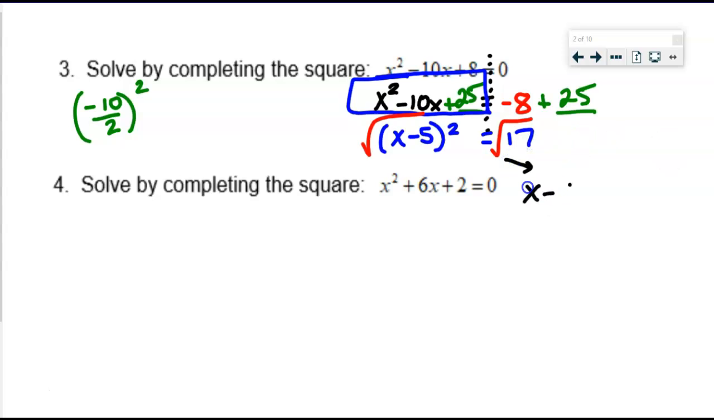So here we have x minus 5 equals, now because 17 doesn't break down, that's good news, that means less work for you, but please don't forget the plus or minus. So we have positive and negative the square root of 17. So then our last step is to add the 5 over. So x equals 5 plus and minus the square root of 17.